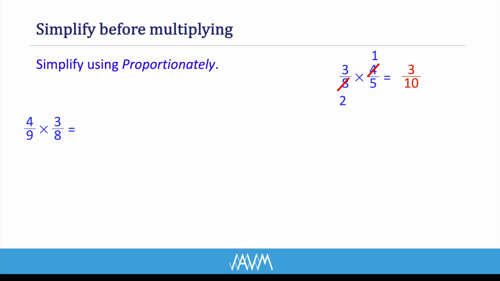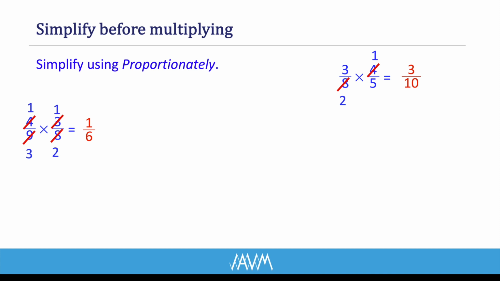Here's another example, 4/9 times 3/8. Here we can do a double cancelling down because 3 is a factor of 3 and 9, and 4 is a factor of 4 and 8. And now we have 1 times 1 over 3 times 2, 1/6.